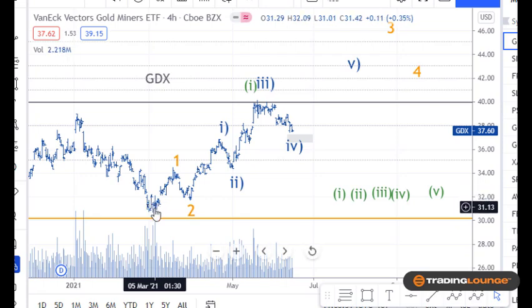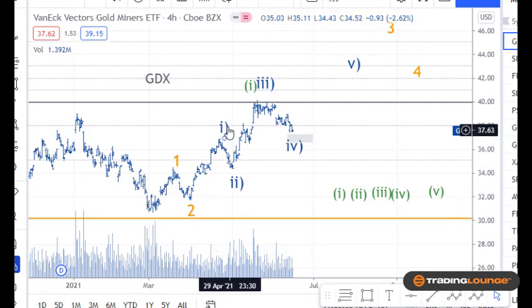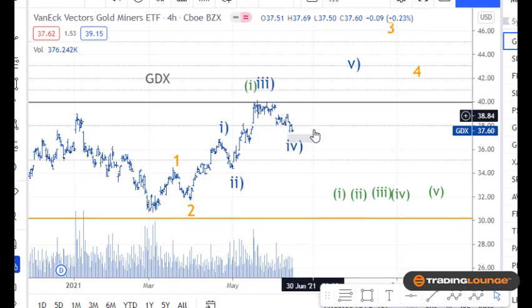Now, yesterday we were talking about wave 1 and 2 and 1 and 2 here, and then we had wave 3 here and wave 4. So wave 4 was a 38.2% retracement level, which was around the $38 mark. So it's dropped through that.